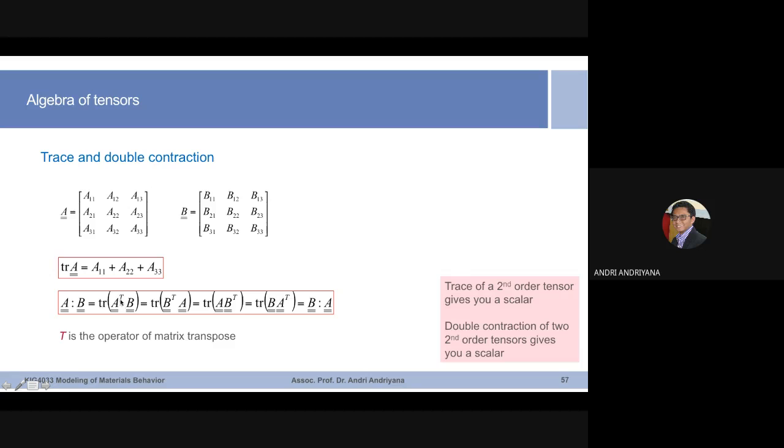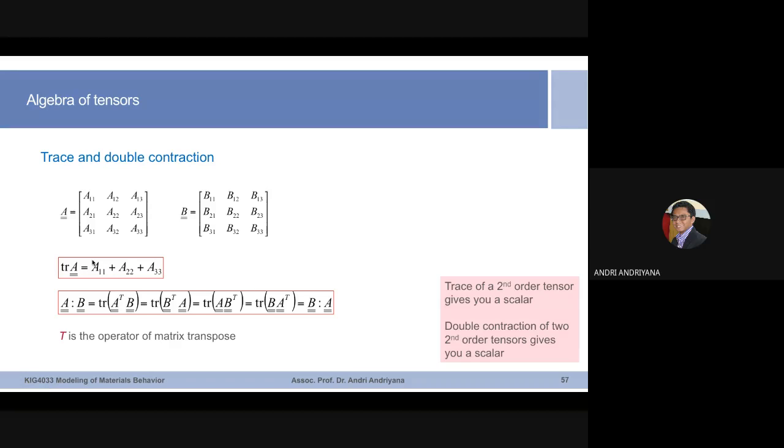So A^T means that you transpose the matrix A and then multiply by matrix B, and then take the sum of the normal components of the product. So this is the definition of the trace and double contraction used for second-order tensors. Two notes here. The trace of a second-order tensor gives you a scalar. Obviously, the trace of A is simply the sum of all diagonal components, the normal components, and it will give you a scalar. The double contraction of two second-order tensors also gives you a scalar, because the product inside the bracket is another matrix, but when you take the trace of that matrix, you end up with a scalar.